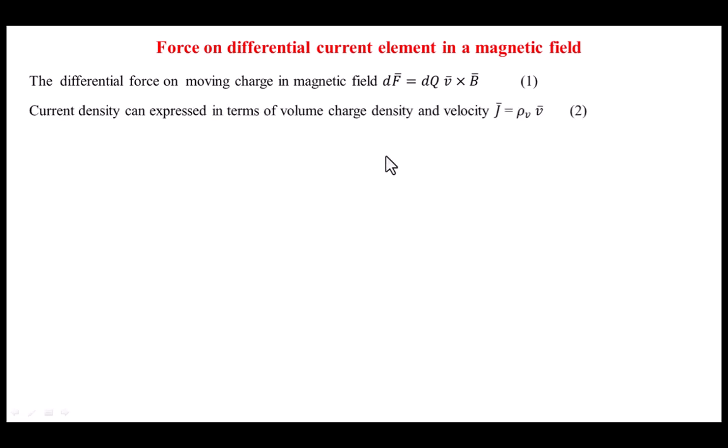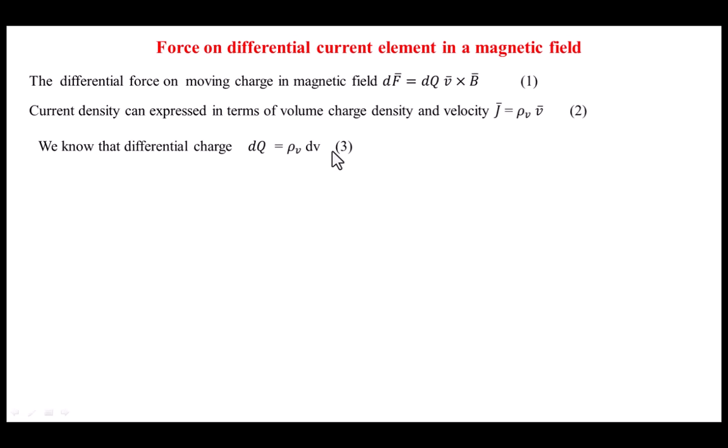We know the relation between the current density and the volume charge density: J bar equals rho V into V bar. Again, V bar is the velocity of the charge, rho V is the volume charge density, and J bar is the current density. Now the differential charge we can write as dq equals rho V into dV, where dV is the differential volume.